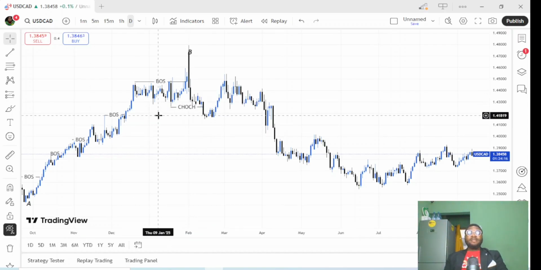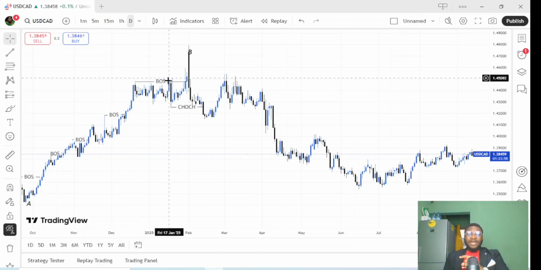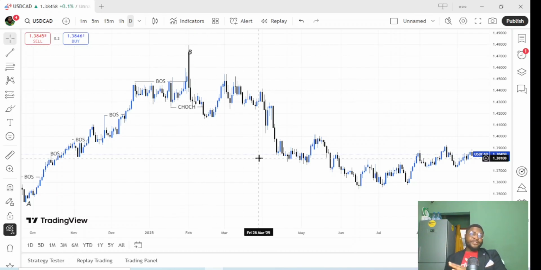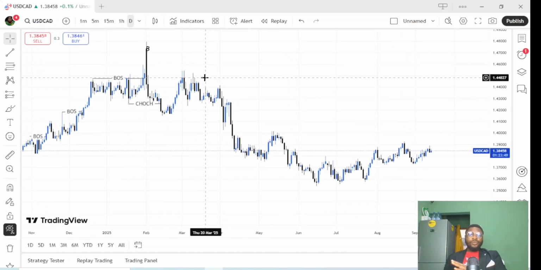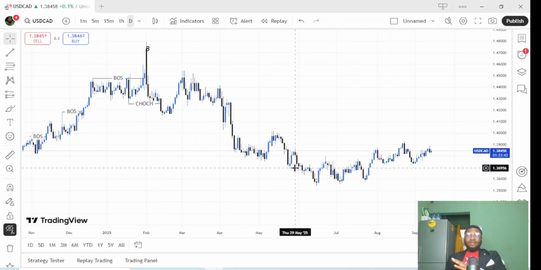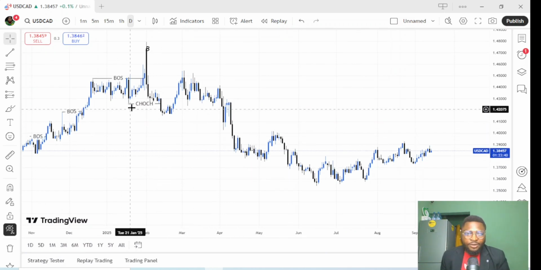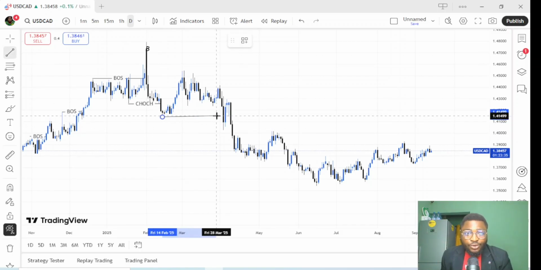A change of character is, in a simple way, a change of trend. Anytime that the market changes from an upward trend to a downward trend, it undergoes that through a process called change of character. So this market should have continued trending upward, but it reversed, and it did reverse to start creating a consolidating trend. It reversed to start creating a downward trend. Just like you can see from this level, the market began to break structures towards the downside.